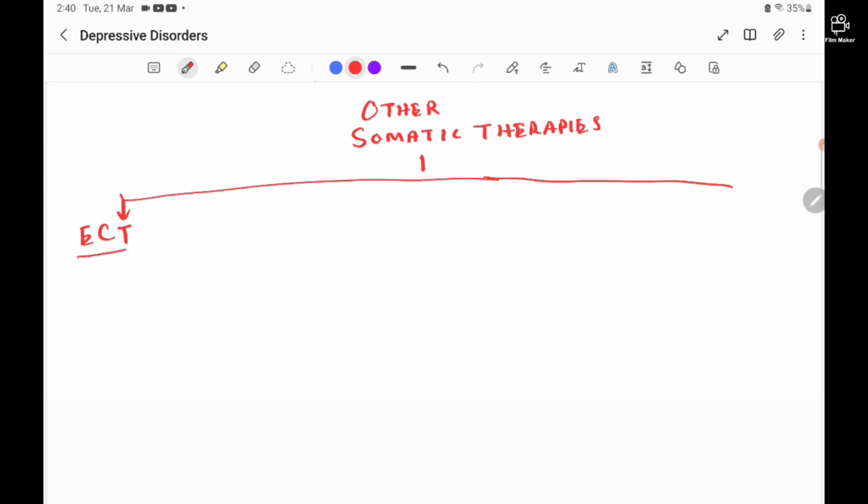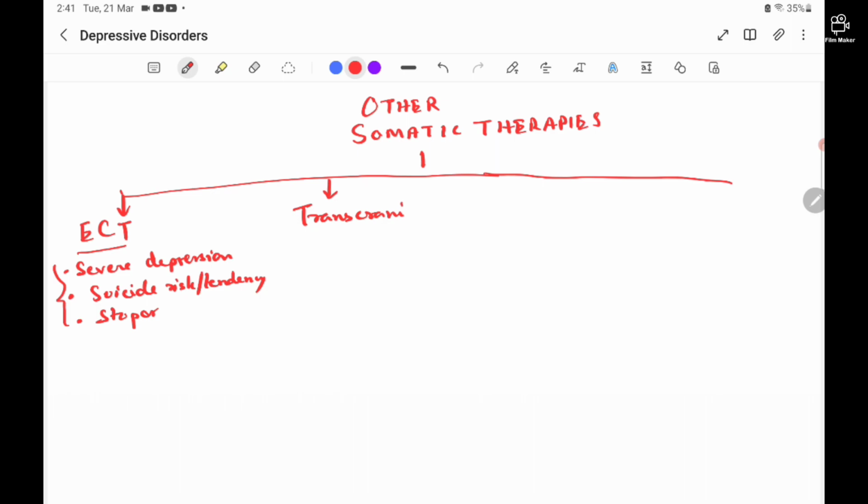Electroconvulsive therapy is given in severe cases, severe depression cases, and if there is suicide risk or suicide tendency, and if there is stupor. So these are the three indications for ECT. ECT is not given in any case. It is not the last option, but it's just given in severe cases, not in all cases. Then there is transcranial magnetic stimulation.